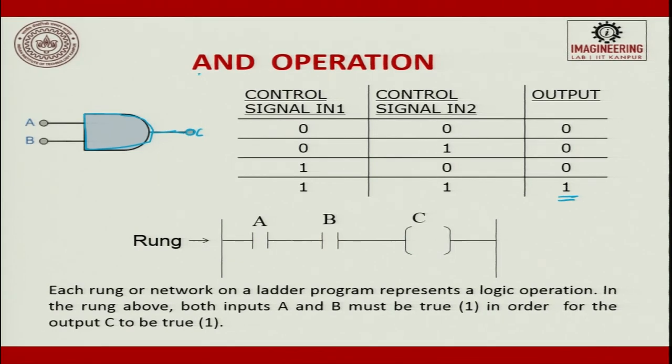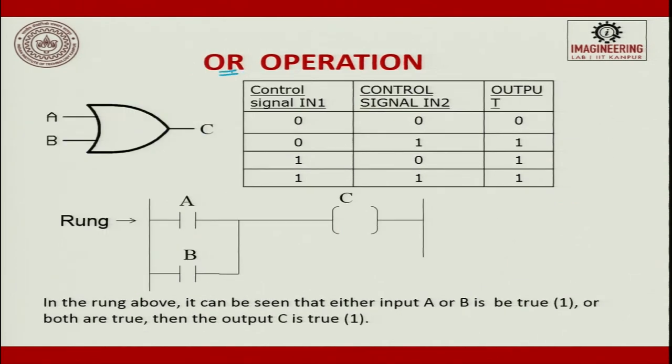What we saw here is for the AND operation; we will also see the OR operation. In the OR operation, if A is 0 and B is 0, C will be 0. If A is 1 and B is 0, C will be 1. If B is 1 and A is 0, C will be 1. And if A and B are both 1, then C will be 1. So, this is nothing but an OR signal. This can be represented in a rung form like this, A, B in OR form. If it is AND, they will be in series. If it is OR type, then the rung will look like this. In the above rung, it can be seen that either A or B, if true, then C will be true.